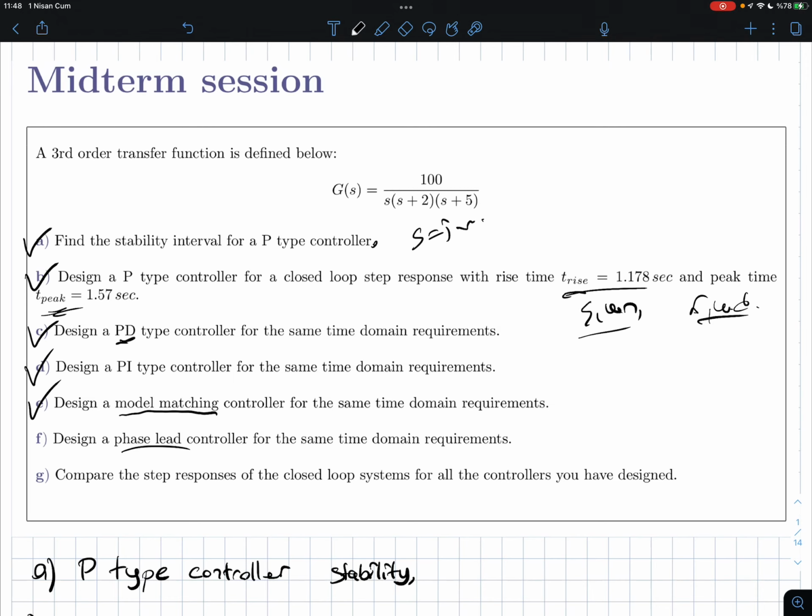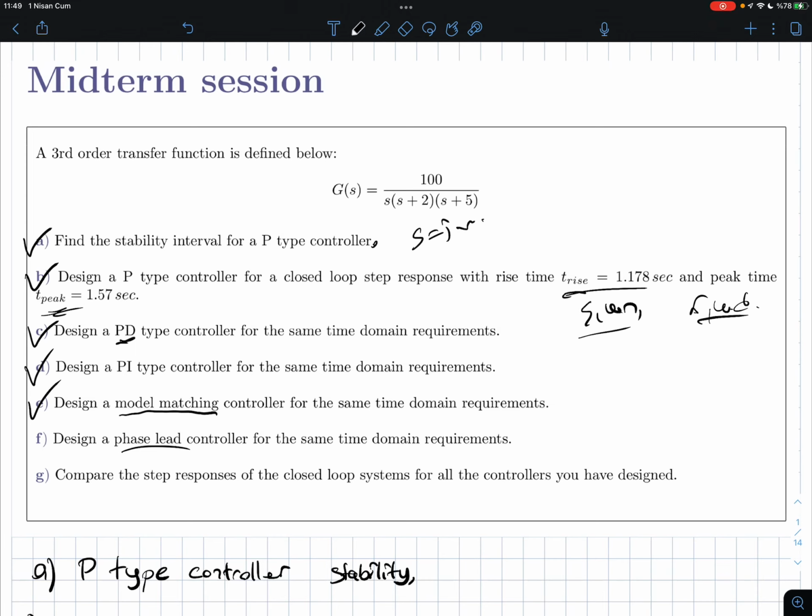Then we've seen that designing a P-type controller for this specific rise time and peak time was not possible, because the chosen point was not on the root locus. Therefore, we saw that the angle condition was not satisfied. We had 200 and something that was not equal to 180 degrees. We've also seen that using the algebraic method, it is not possible to solve a two unknown set of equations.